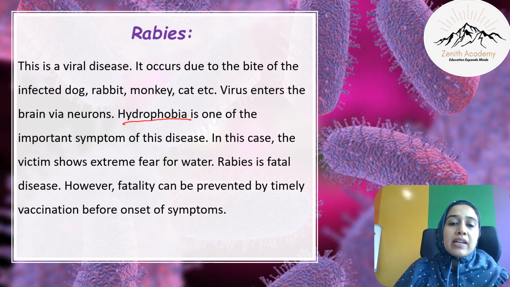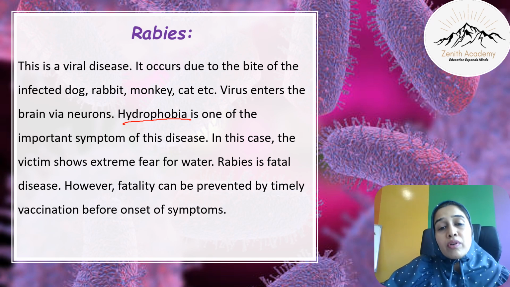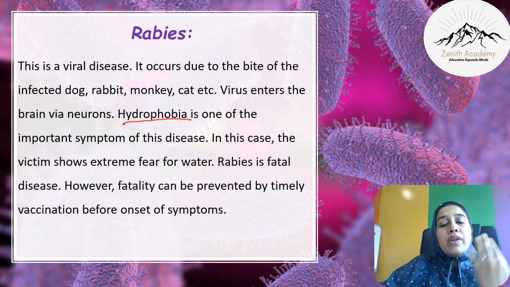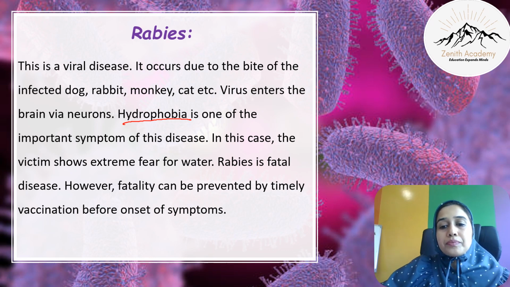However, fatality can be prevented by timely vaccination. Even if you have a dog bite, there are a series of injections to be taken. Why? Because we have to avoid rabies. Before the onset of symptoms, before that virus reaches your brain, we have to start the treatment. We have to start taking the vaccination and injections.